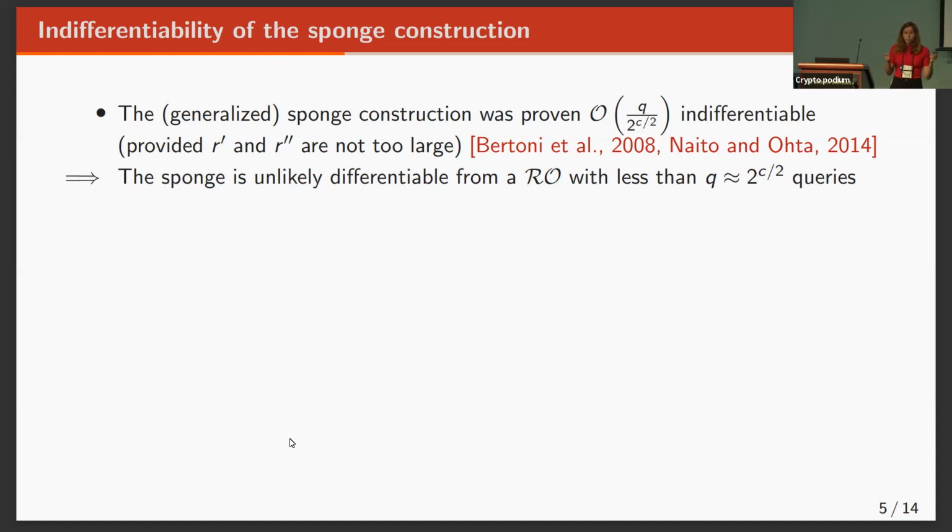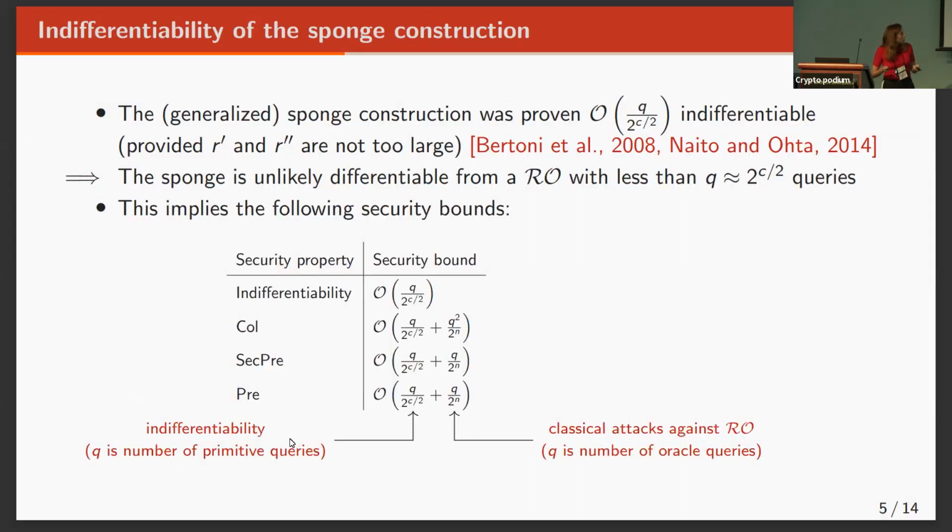But in both cases, it tells us that in order to be able to differentiate the sponge from a random oracle with a non-negligible probability, one needs at least 2 to the C/2 queries. And below this number of queries, any attack on the sponge cannot be easier than the same attack on a random oracle. So this is what we can see on this table.